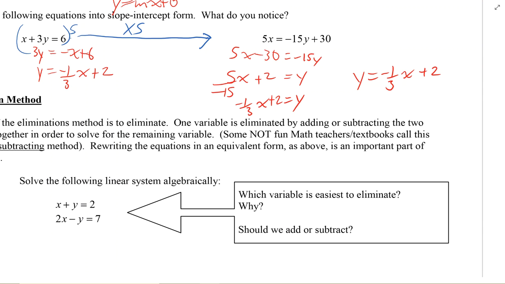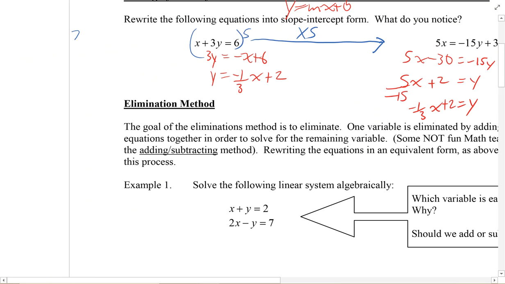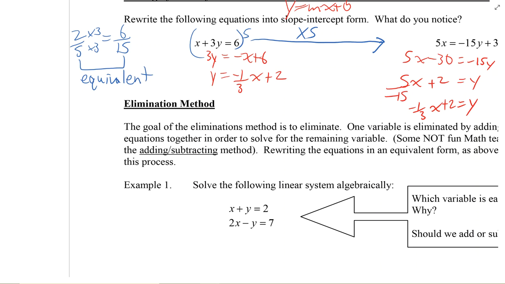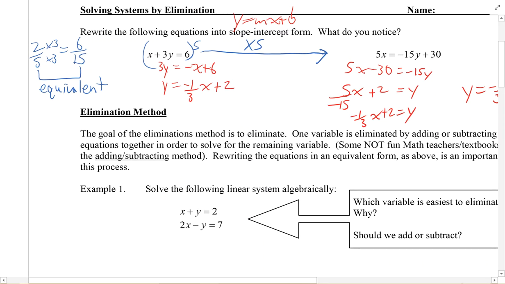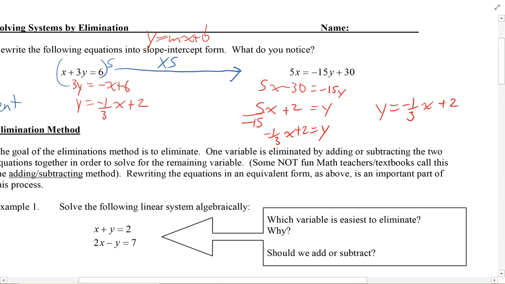Equations are kind of like equivalent fractions, right? If you have 2 over 5 and you times them both by 3, you're going to get 6 over 15. These are equivalent. Because you multiplied all parts by the same number, you're going to get equivalent systems, or equivalent equations. So what we're dealing with here is a different form of an equation, but it's still the same value, okay? So what you notice is that they are the same equation.